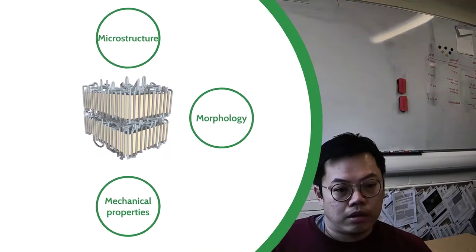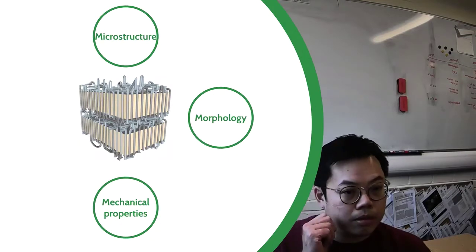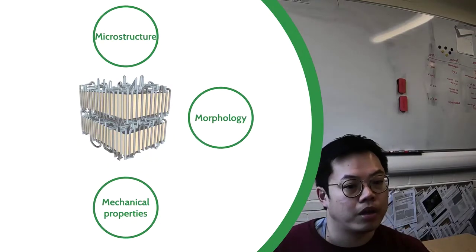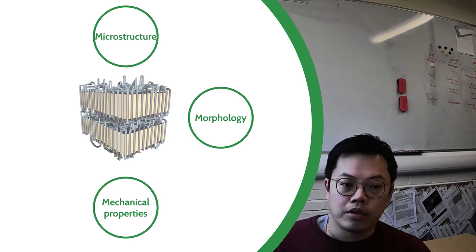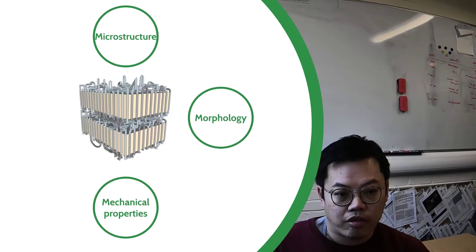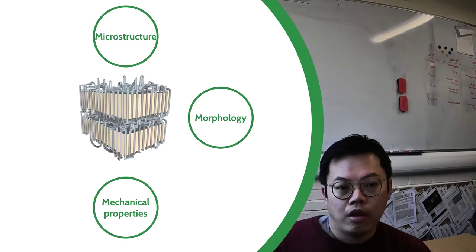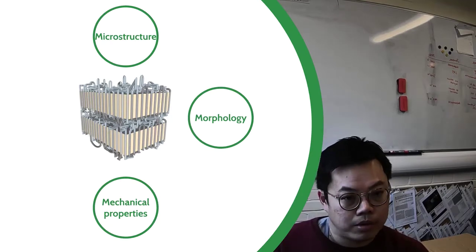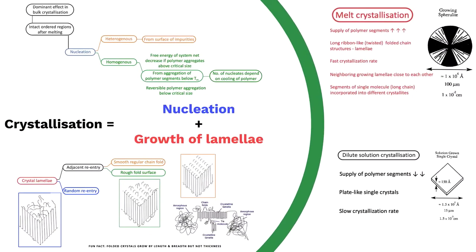So in the semi-crystalline polymer, we are concerned about the microstructure, the morphology, and its mechanical properties. Why? Because, as I mentioned early on, all polymers that are used in the industry are crystallizable, and they are all semi-crystalline polymers. So how do you get the microstructure of semi-crystalline polymers? From crystallization, which is a combination of two different processes, nucleation and growth of lamella. Let us take a look at nucleation first.